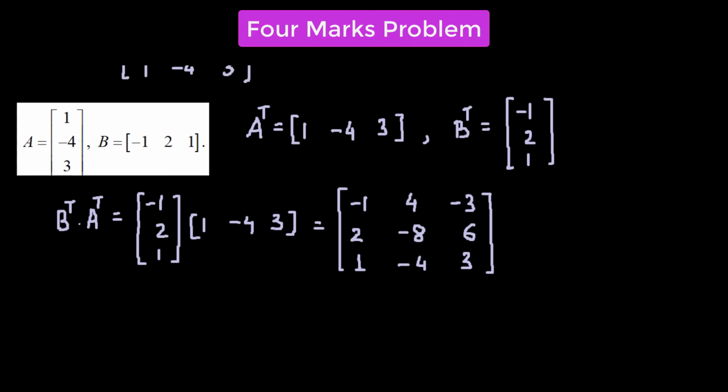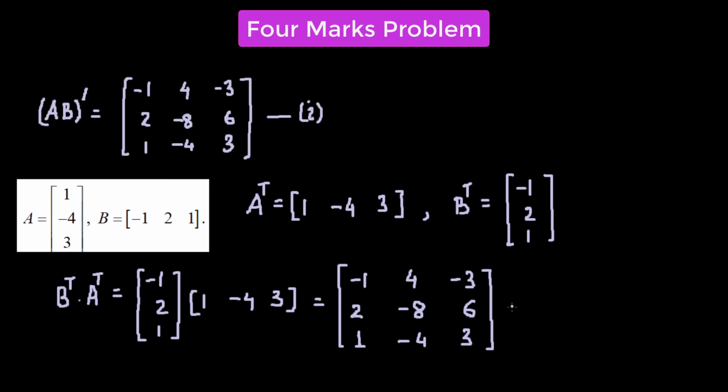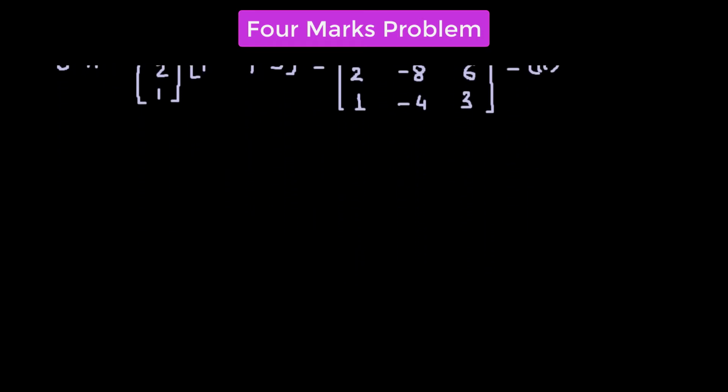So let us compare the two matrices. This is going to be our equation number 2. When we compare 1 and 2, we see that the respective elements are exactly the same. So this proves that when we take the transpose of a product of matrices, the result is equal to taking the individual transposes and multiplying them in this particular fashion.